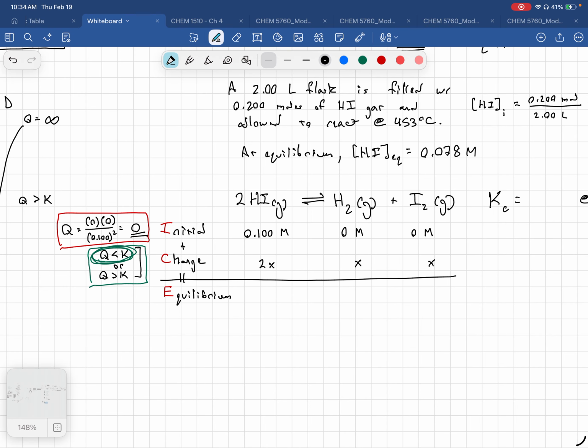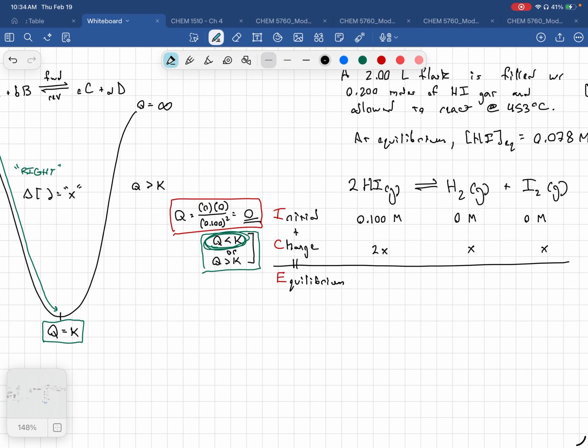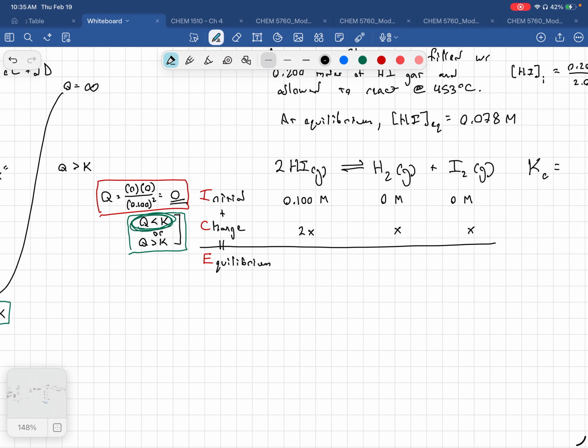And we don't know what K is yet, but we know that Q, which is 0, is lower than K because K cannot be negative. So it has to be greater and it can't be 0. So we know Q is less than K because 0 is less than all positive numbers.